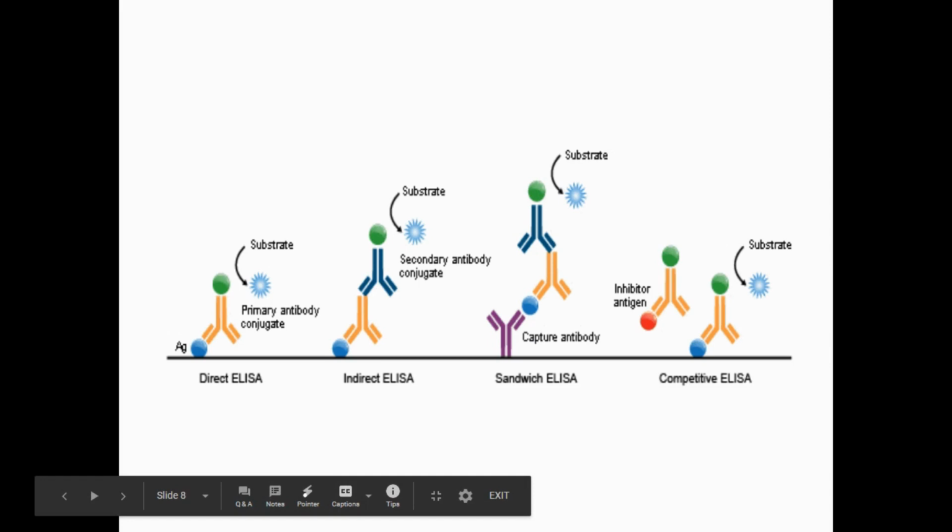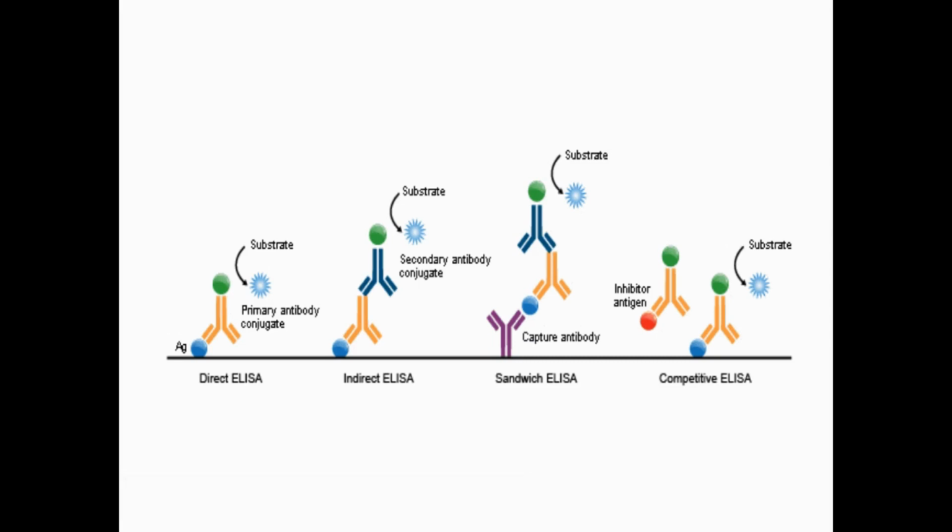In the indirect ELISA, you can see that the enzyme-linked blue antibody is not directly attached with the antigen, but there is a primary antibody in between these two. So this is an indirect type of ELISA.